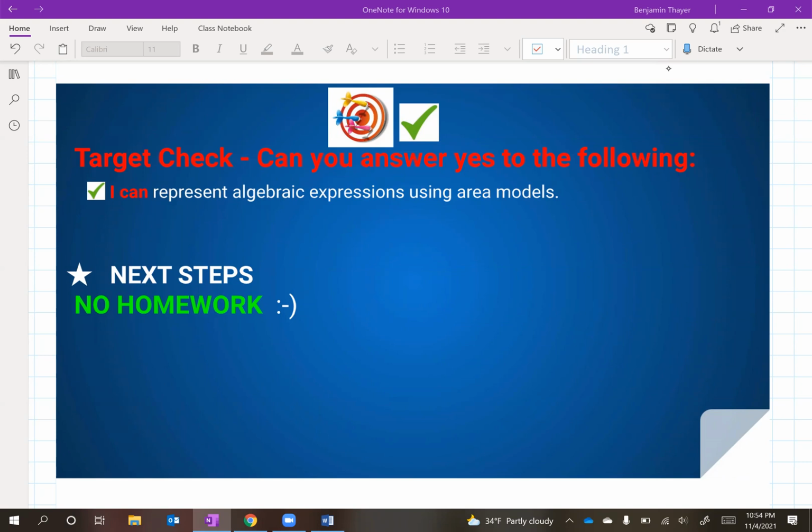Your next steps are, well, there's no homework. Happy Friday. And don't forget shots for Smarties, and you only get a candy if you made it. All right, that's the rule. Have a great weekend, everyone.